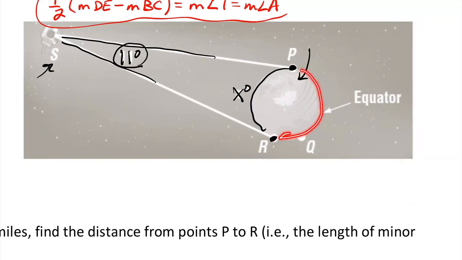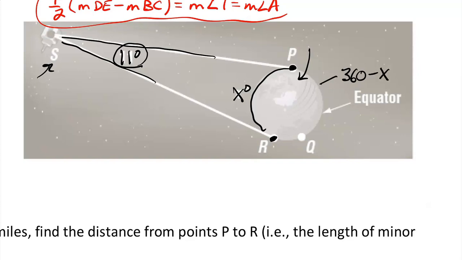I'd like you to talk to your neighbor. How could we find that measure? Or what expression could we use to represent that arc measure? Go ahead and pause. I hope you said a whole circle is 360 degrees, so this arc would be 360 minus x.